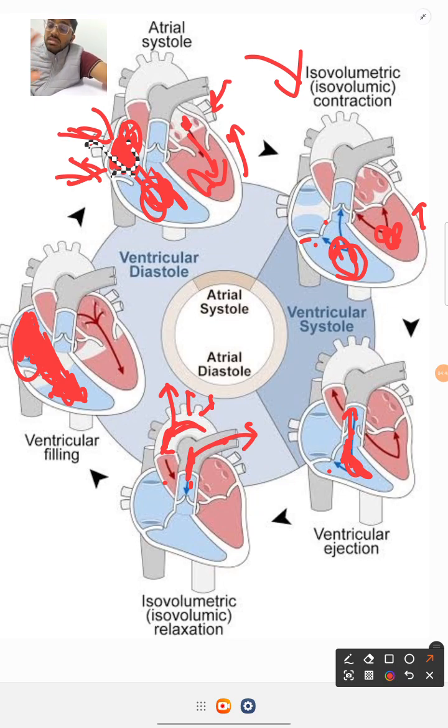Now the ventricles start contracting. That is isovolumetric contraction. That is, the volume is the same but the pressure inside the ventricle starts increasing. That will cause the opening of the aortic and the pulmonary semilunar valves, as you can see here. Now the pressure inside the aorta and the pulmonary vessels is increased. That will cause the closure of the aortic and the pulmonary semilunar valves.